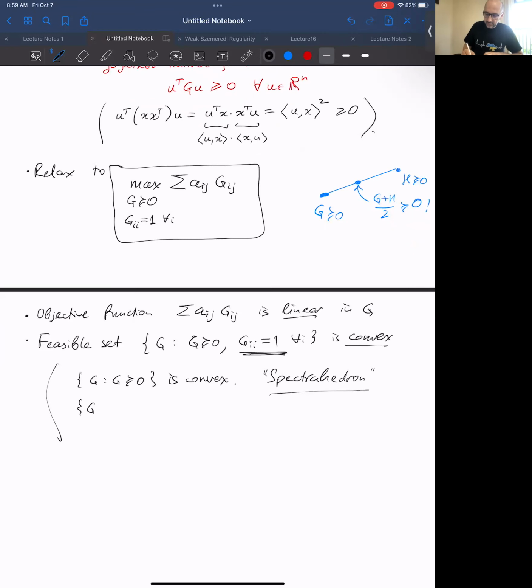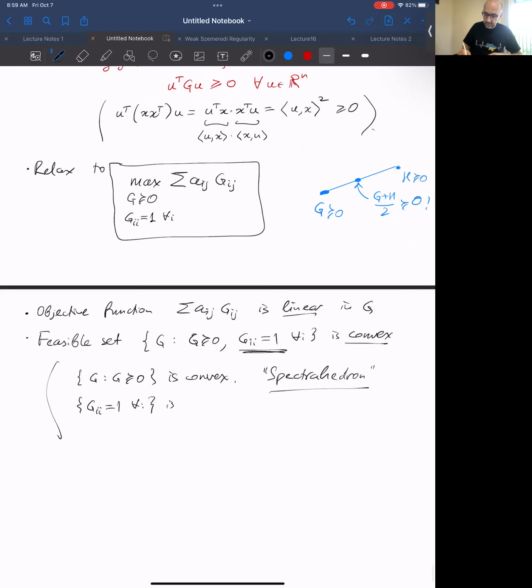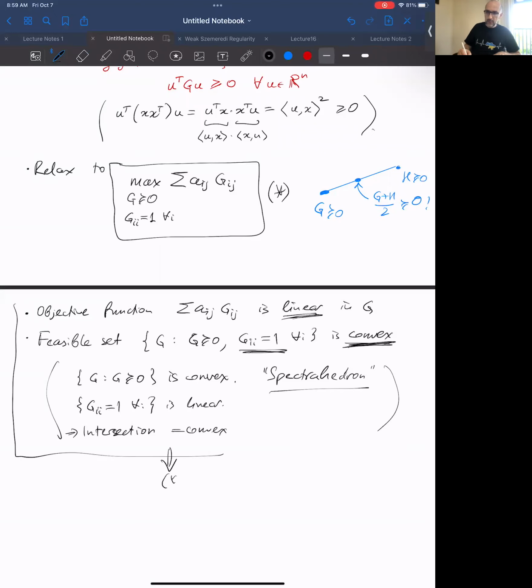And the other constraints that we have, Gii equal 1, each of them, and therefore all of them together, are linear. And when you intersect linear and convex, you get convex. That's clear. You just slice a convex set, and the slice will be convex too. So I just explained why the feasible set is convex. So the happy conclusion is that this thing is a convex program.